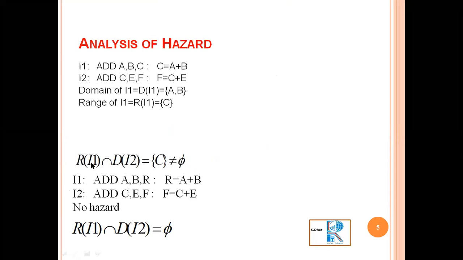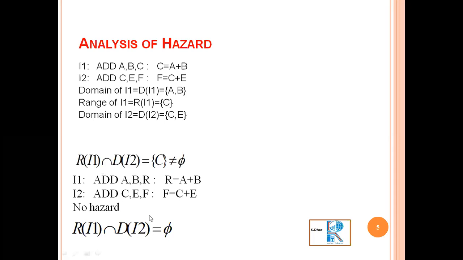See here, what is range of I1? Here range of I1 is C, domain of I2 is C and E. What is the intersection of range of I1 and domain of I2? C. That is not a null set. Null set means empty. This is not empty, so a hazard will occur.